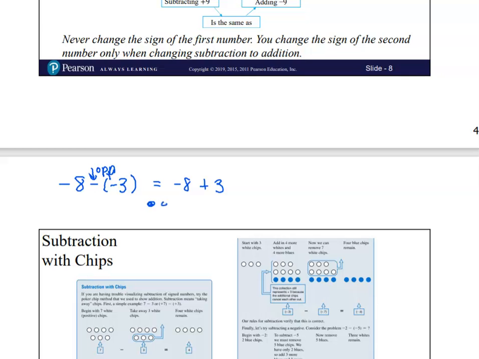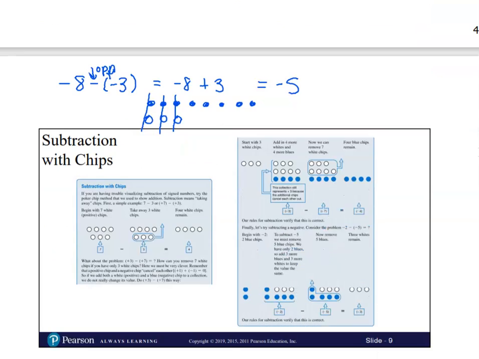I don't know if you remember this from Section 1, but the negative numbers gave us blue chips. So 1, 2, 3, 4, 5, 6, 7, 8. And the positive numbers were clear or white chips. So one of these cancels out one of those. A non-filled-in one would cancel out one of the blue ones, and we would be left with 5 of the blue chips, which would be negative. That's just a visualization of how you could see that.